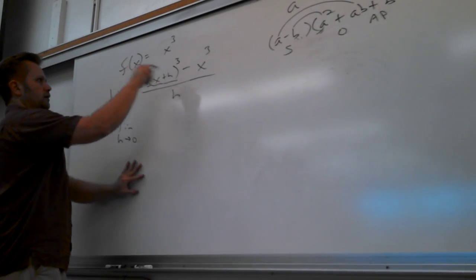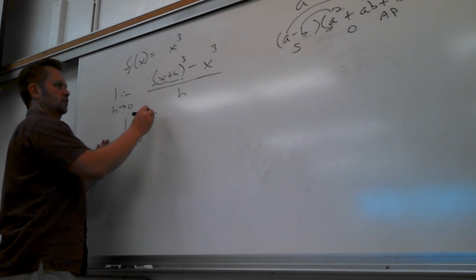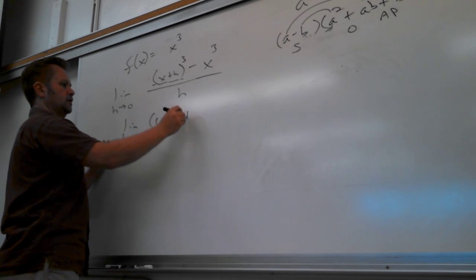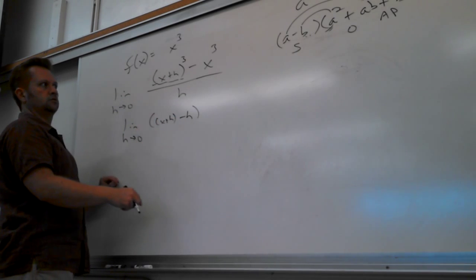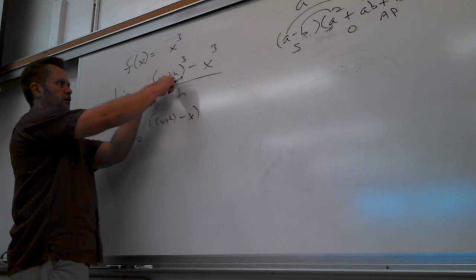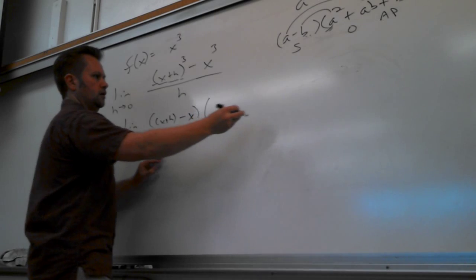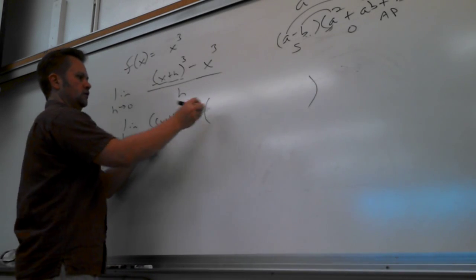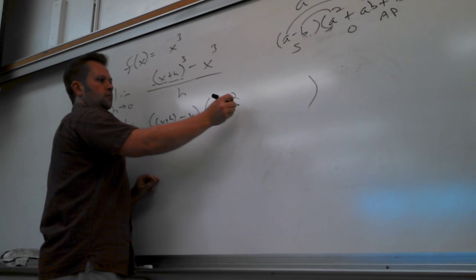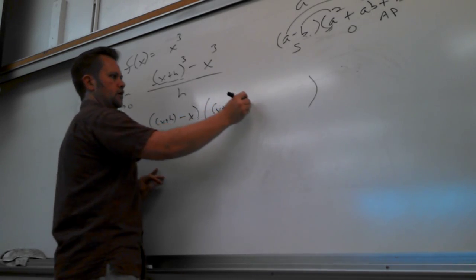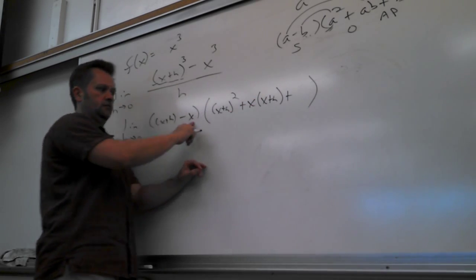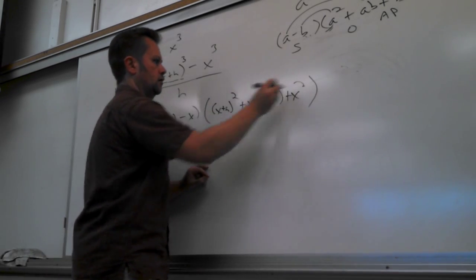So how do I factor this dude? Yeah, the little dude's going to have x plus h minus x. That looks better already. Minus x, sorry. That looks even better. There it is. So one of these minus one of these. And the big dude's going to have two of these, plus x times x plus h, plus x squared. Kick ass.